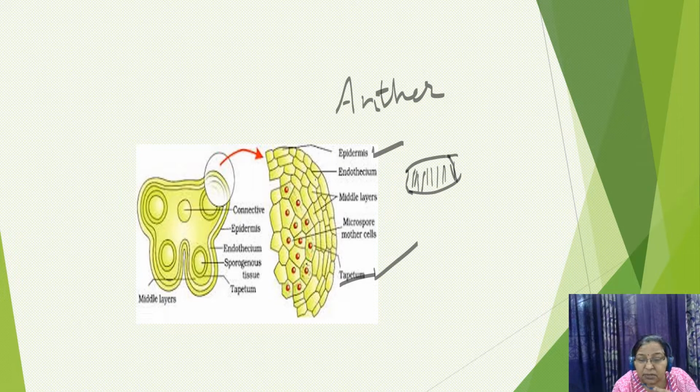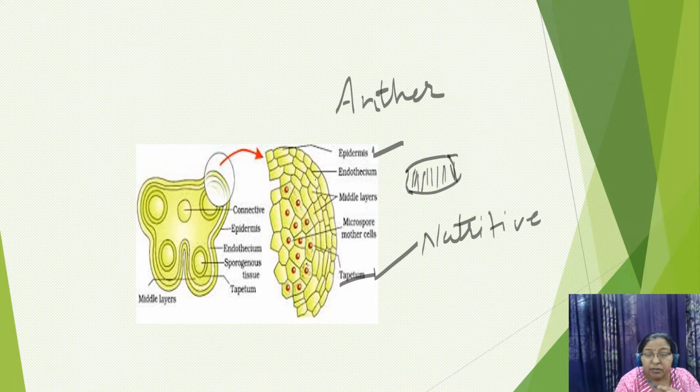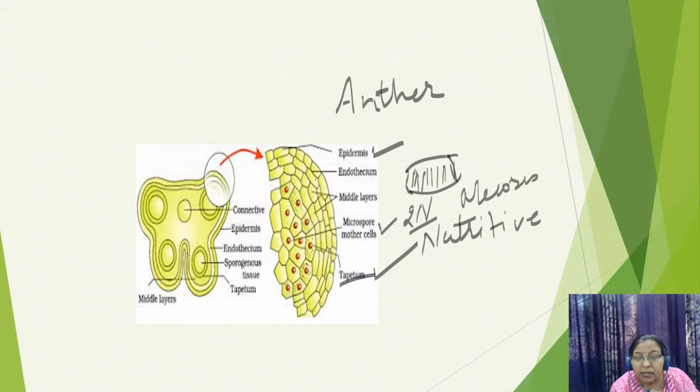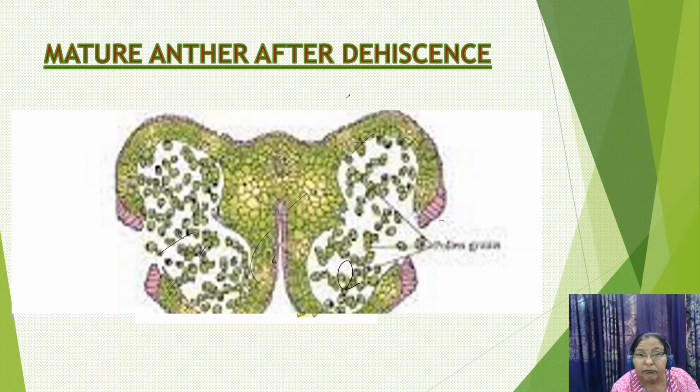This tapetum is the nutritive layer. This provides nutrition to the growing pollens. Pollens are going to develop from mother cells, which are microspore mother cells. These microspore mother cells are diploid. Later on they will undergo meiosis and produce the haploid spores. The haploid spores are formed in the form of tetrads.